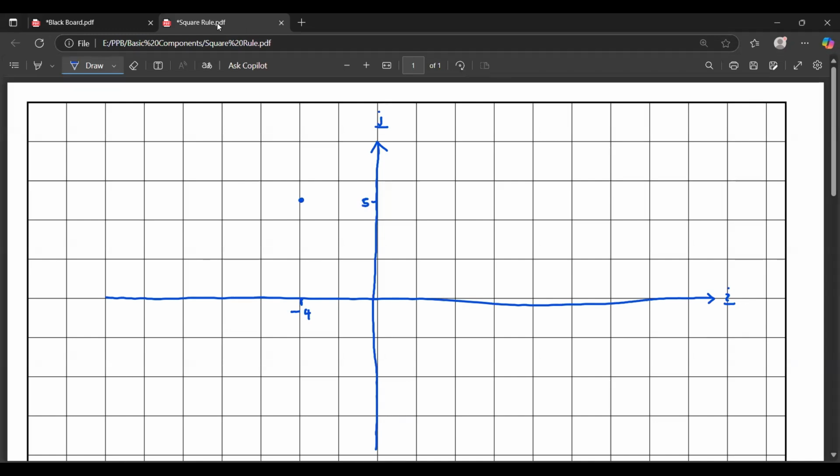Let's say this is C. Then the vector connecting O and C will be the position vector of the particle. This is where the particle is starting. This is the position vector, keep that in mind. So the position vector is OC. Normally we say it is equal to A, which in this case is (-4, 5).